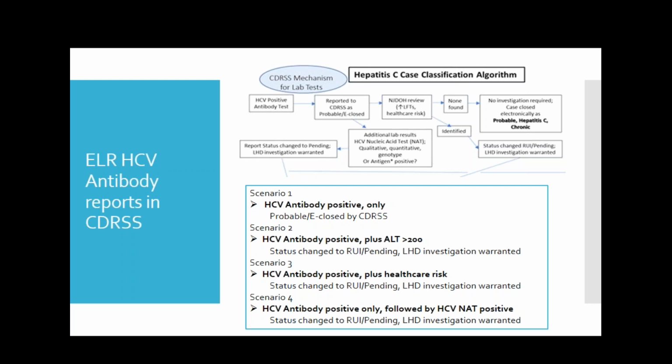If the case has the HCV antibody positive reported, plus we found that the ALT is over 200, the case status will be changed to RUI pending, and local health department investigation will be warranted. Likewise, it's the same for if the case is found to have a healthcare associated risk.